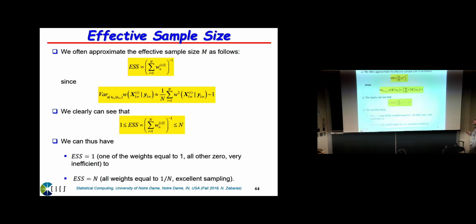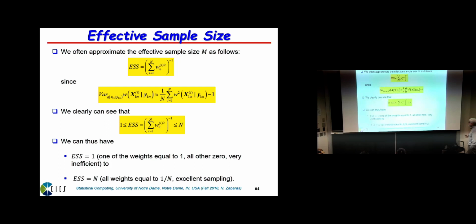So if this is 1 over n, so you have 1 over n squared times n, you get 1 over n, so the effective sample size is equal to n. So this is ideal, it's right, like running regular Monte Carlo. But in the worst case, if one of the weights is 1 and everything else is 0, then the effective sample size is the worst, equal to 1.